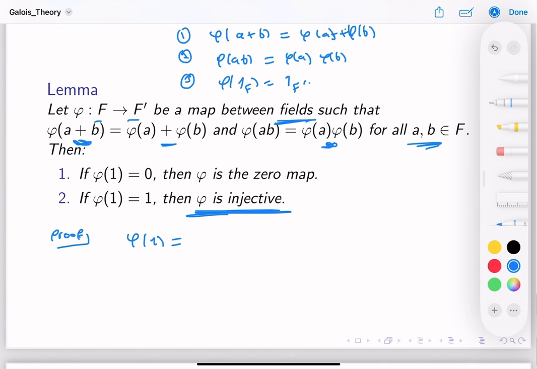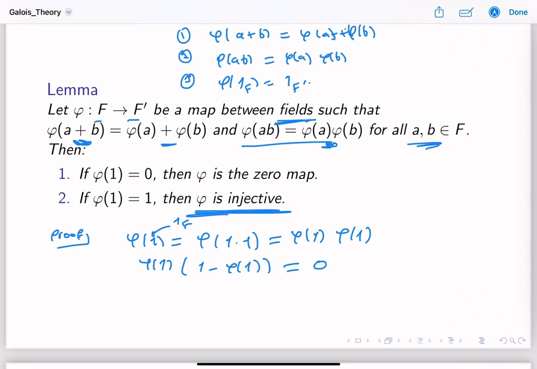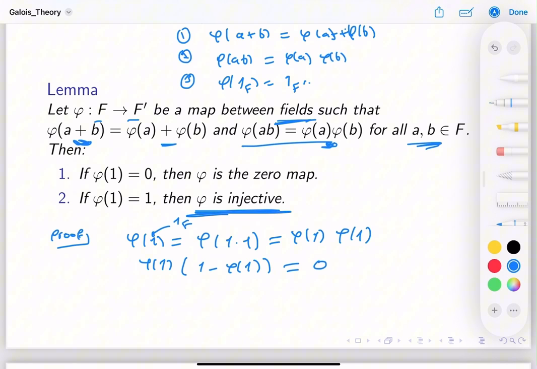So phi of 1 can be rewritten as phi of 1 dot 1, where this is the 1 of F, right? So by the multiplicative property, this is equal to phi of 1 times phi of 1. If we rearrange terms and use the additive inverse, we have phi of 1 times (1 minus phi of 1) is equal to 0, and the 0 is the 0 of who? This is the 0 of F prime, right? So we have this case, right?